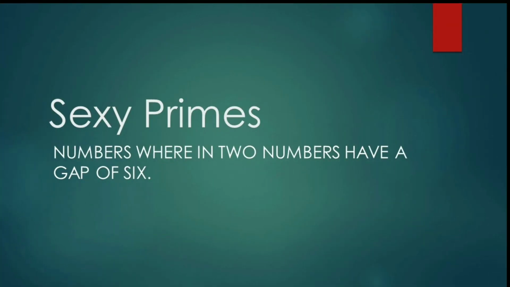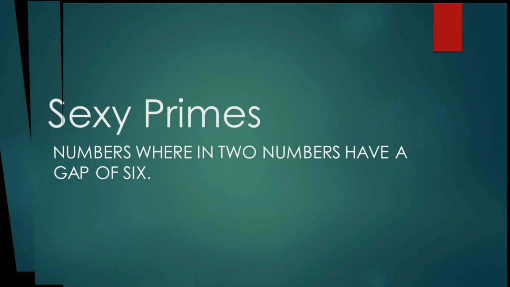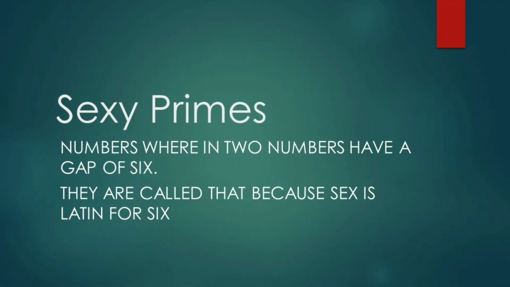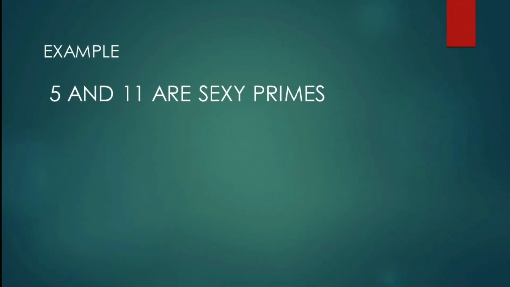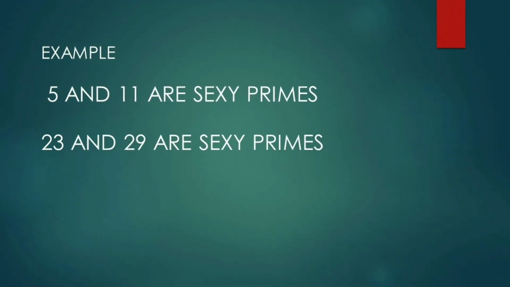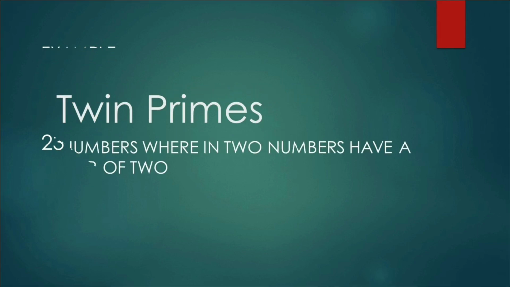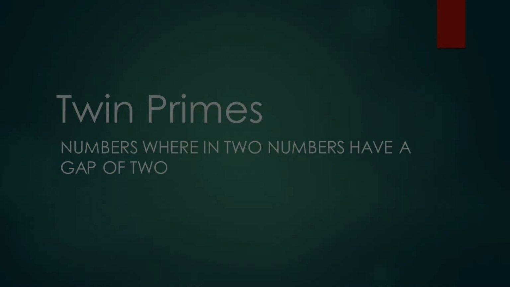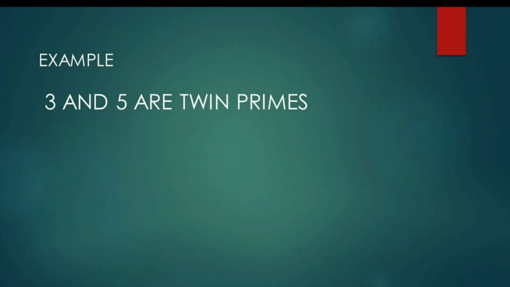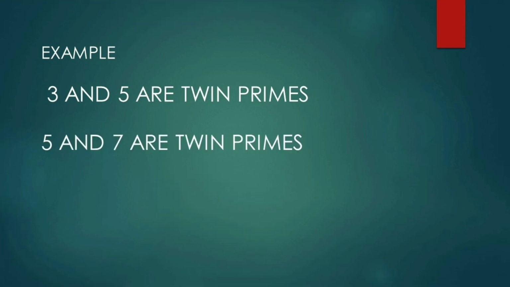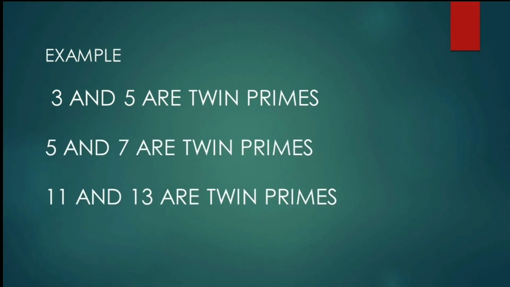Sexy primes are numbers wherein two primes have a gap of 6. They are called that because sex is Latin for 6. 5 and 11 are sexy primes, as well as 23 and 29. Twin primes are numbers wherein two primes have a gap of 2. 3 and 5 are twin primes, as well as 5 and 7 and 11 and 13.